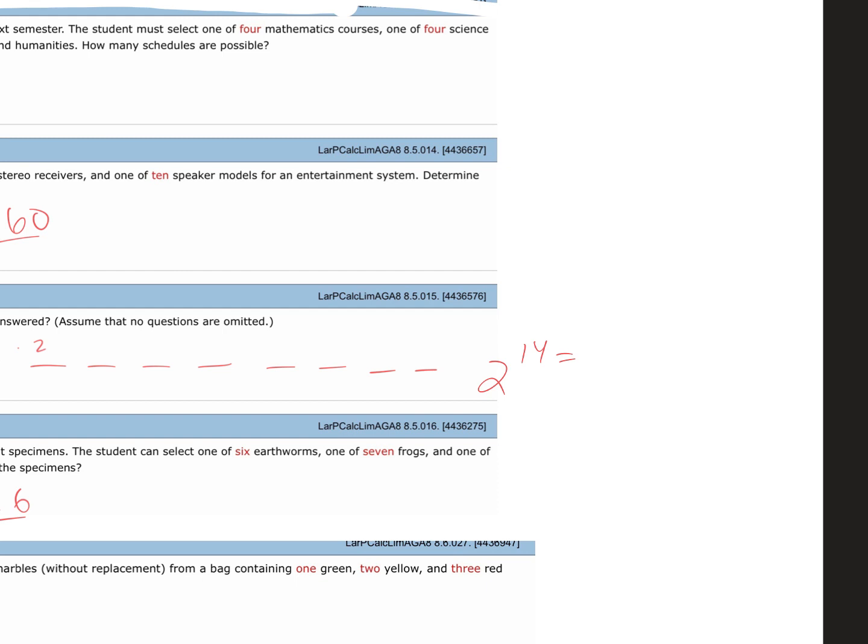If this was a multiple choice test and it had 5 answer choices, what would go in every single spot? 5. You just raise it to the power of however many questions there are. So 2 to the 14th power gives me 16,384 different ways.